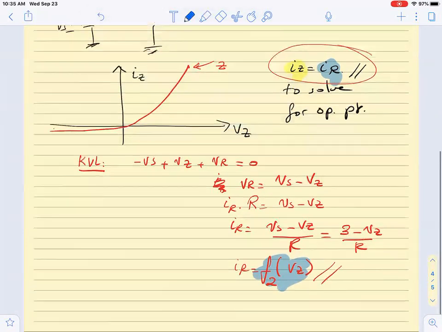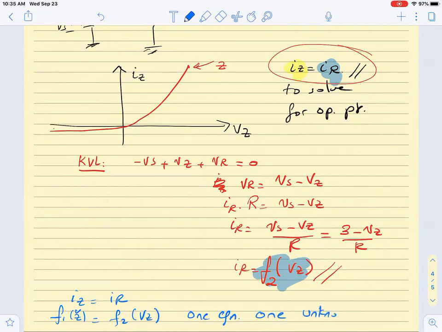يعني أنا صرت عم بكتب IZ equal to IR، حكتب F1 of VZ is equal to F2 of VZ. صار عندي one equation, one unknown, in what variable? VZ. Okay, so practically speaking, if I give you the equation for IZ and if you know from KVL how to relate IR to VZ as well, I can equate the two and find the solution for VZ.